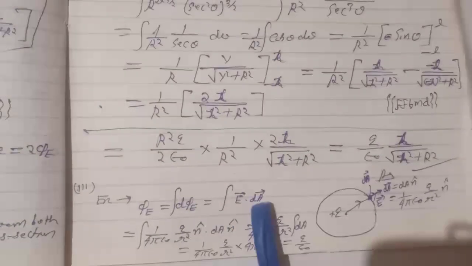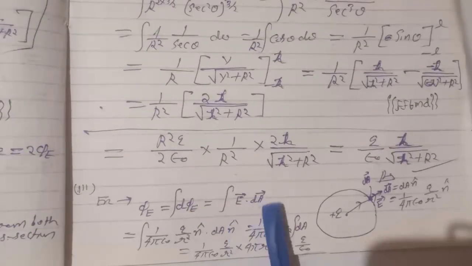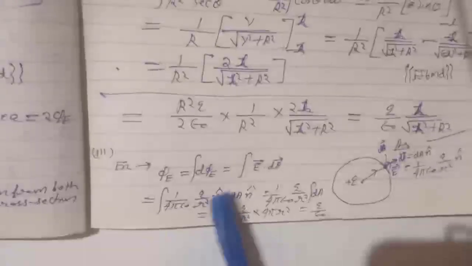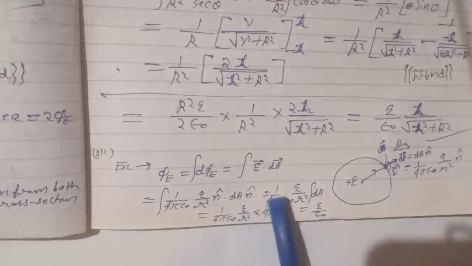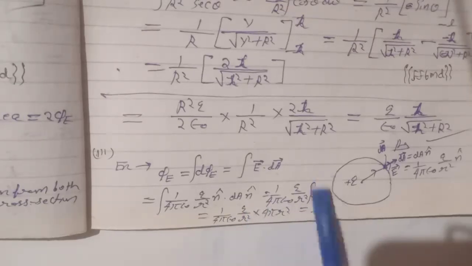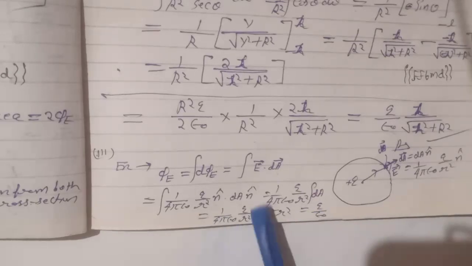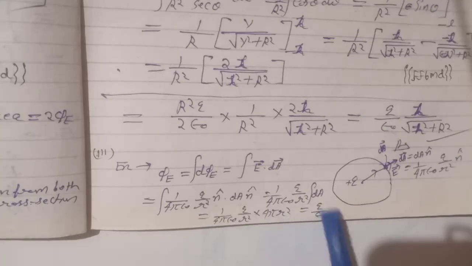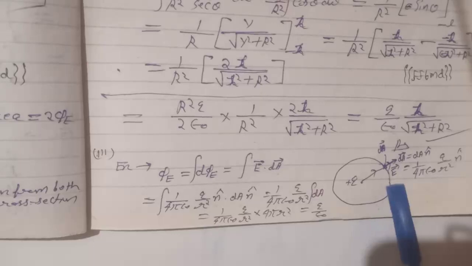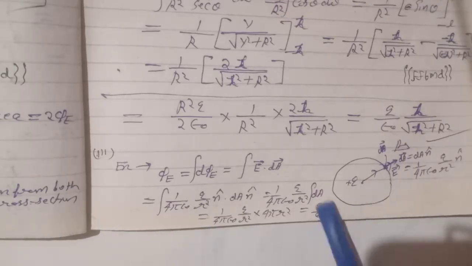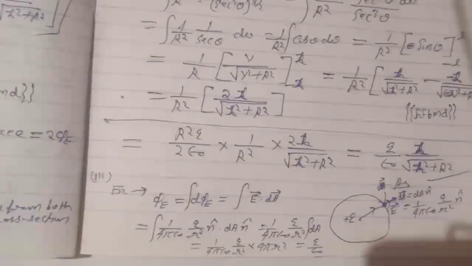So if we take the flux of this charge, this electric field, we have 1 by 4 pi epsilon naught q by r square n cap dot dA into n cap, or 1 by 4 pi epsilon naught q by r square integration dA, and the total area of a sphere is 4 pi r square. So 1 by 4 pi epsilon naught q by r square into 4 pi r square equals q by epsilon naught. So the flux through the spherical surface enclosing a charge plus q at the center will be q by epsilon naught.